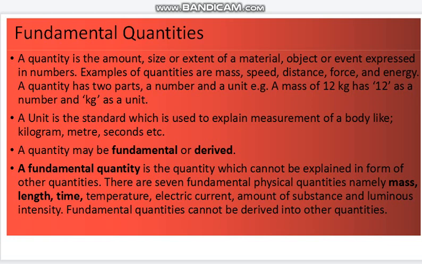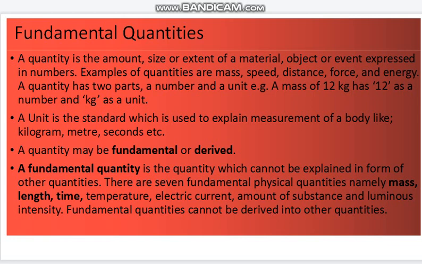The quantity has two main parts, a number and a unit. There is a number that shows the size and the value, and there is a unit that shows specifically what it is expressing. Example, a mass of 12 kg. This means that the value of that object is 12, and kg is the unit that is measuring the mass.